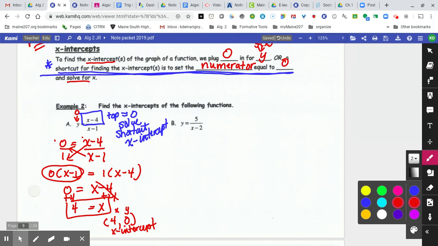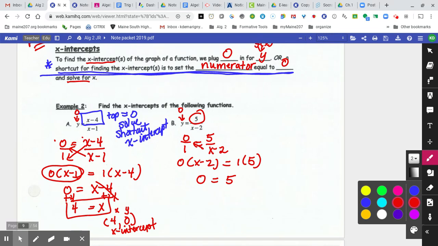It's kind of a cool one because when I look at this, there's a 5 at the top. There is no variable. So if I went through that same process again and I let the y equal 0, 0 over 1 is equal to 5 over x minus 2. When I cross multiply those, 0 times x minus 2 is equal to 1 times 5. Well, 0 times x minus 2 is 0, and 1 times 5 is 5.